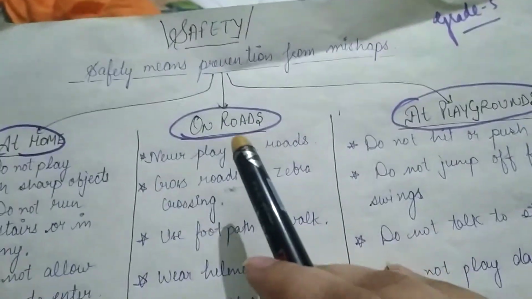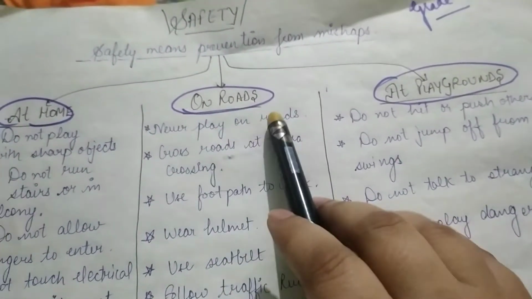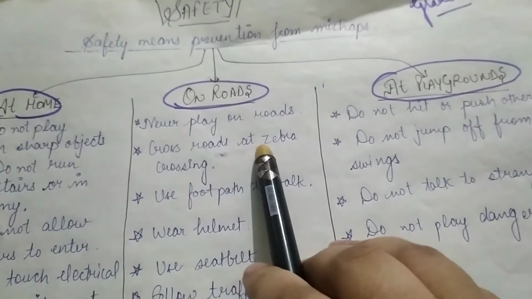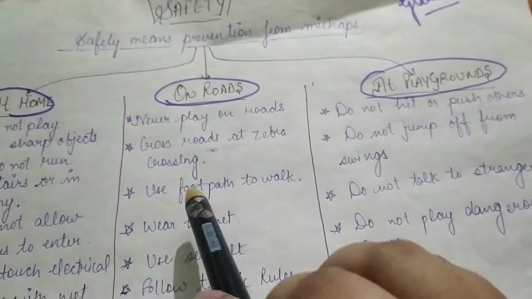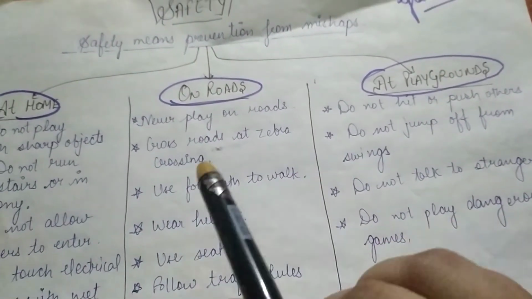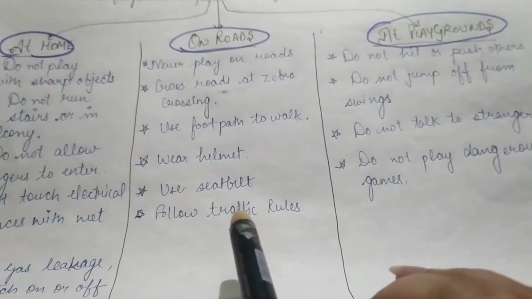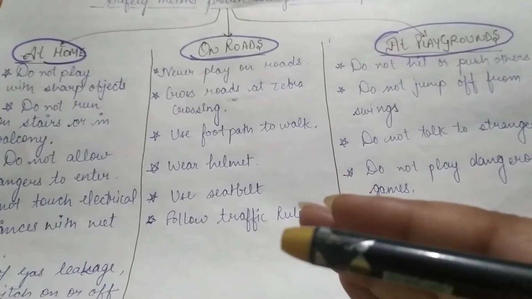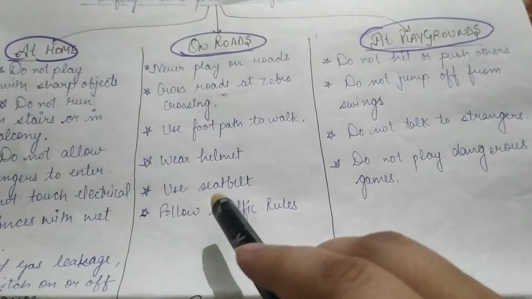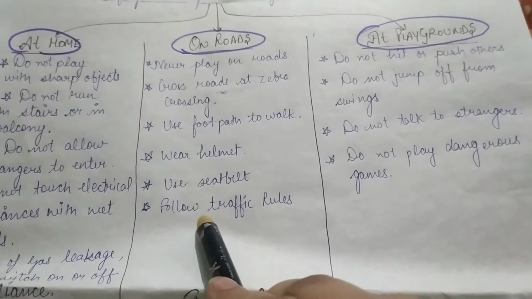Now, if you are on road, then never play on roads. Cross roads at zebra crossings only. If you are walking, then use footpath to walk. Do not walk on road. Wear helmet if you are driving any two-wheeler, and use seat belt if you are sitting on the first seat or on the driving seat of a car. And most important of all, follow the safety rules. Follow the traffic rules.